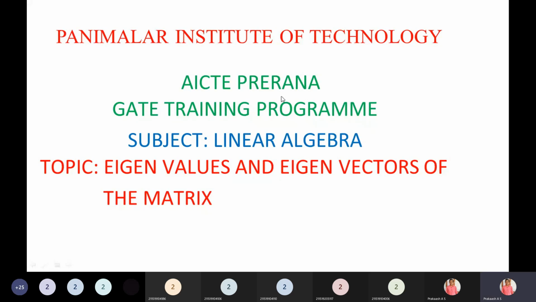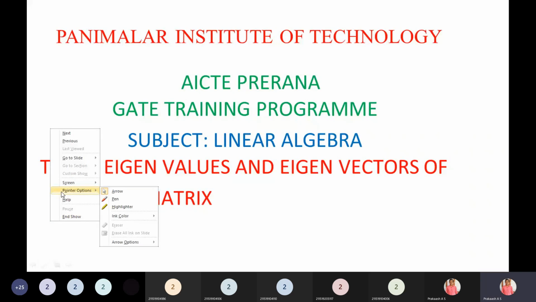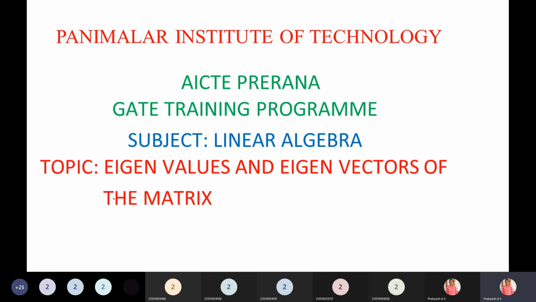Today we are going to see the topic eigenvalues and eigenvectors of a matrix from linear algebra. We know the definition of the matrix. A matrix is an arrangement of elements or numbers in rows and columns.